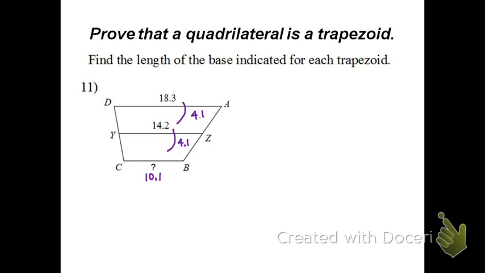If you would prefer to actually take 14.2 and subtract 4.1, that is quite alright. We should still get 4 minus 4 is 0, 0.2 minus 0.1 is 0.1, so 10.1, like we said. And there we have it. CB equals 10.1.